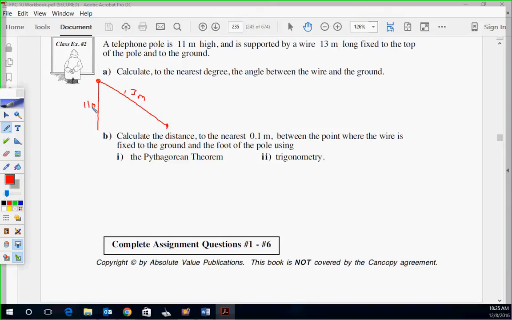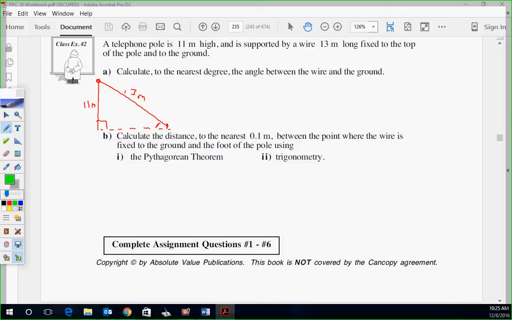So we're trying to figure out this angle here. Is everybody comfortable with that picture? Is that a right angle? Yeah, well, the left side will be a right angle, yeah, because we're assuming that the pole is straight up and down, not crooked.